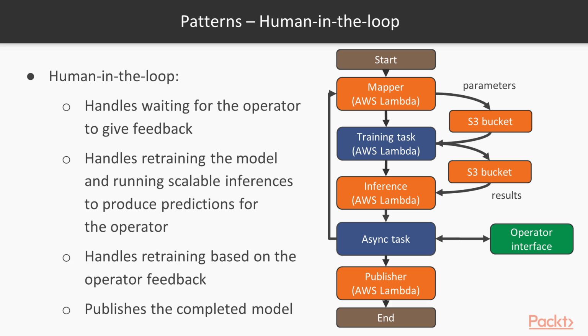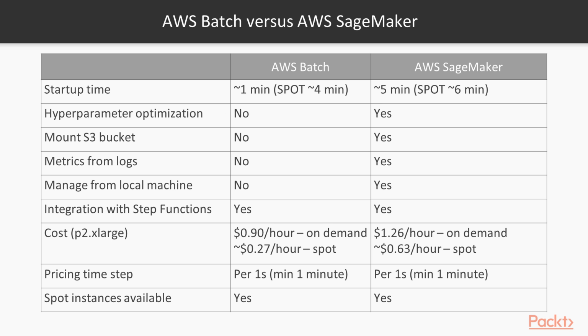Let's look in more detail at how AWS SageMaker and AWS Batch are different for GPU training and what the cases are where they can be used. Basically, we can see that while AWS Batch is cheaper than AWS SageMaker and takes less time to start, it doesn't have a number of features that could be useful for training, so you would have to implement them yourself in the configuration and training code. The upside is that both AWS Batch and AWS SageMaker can be integrated with AWS Step Functions.